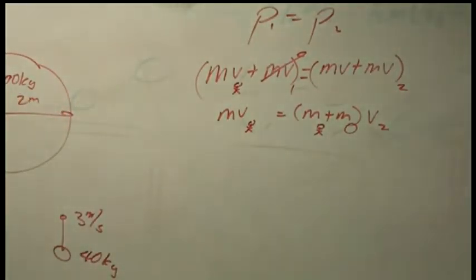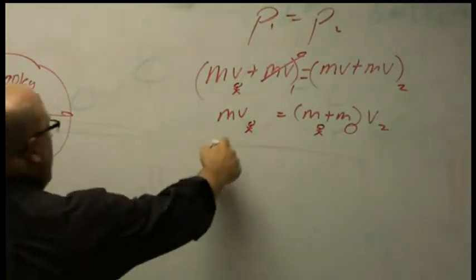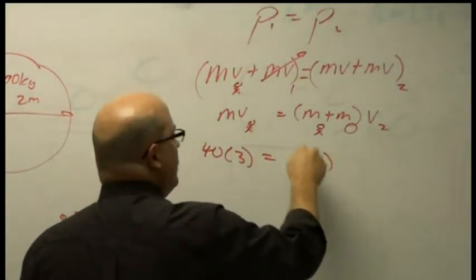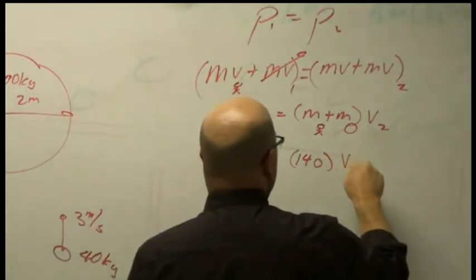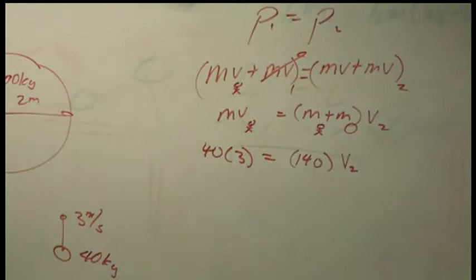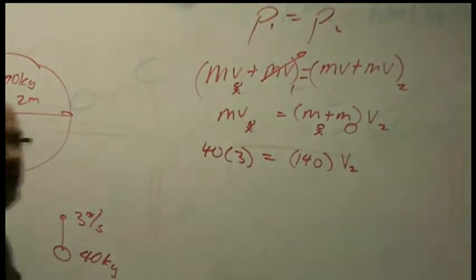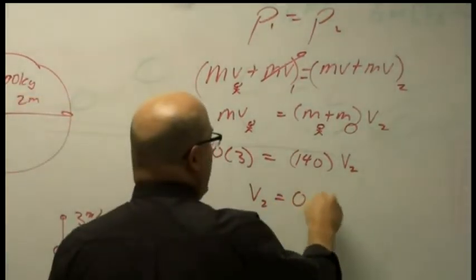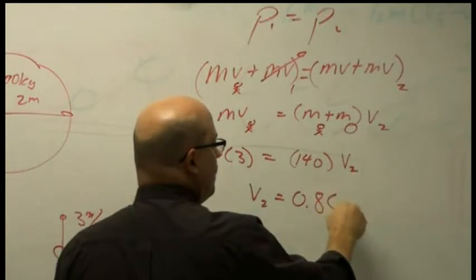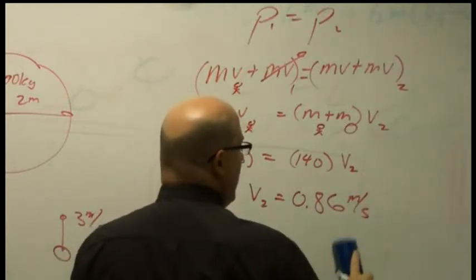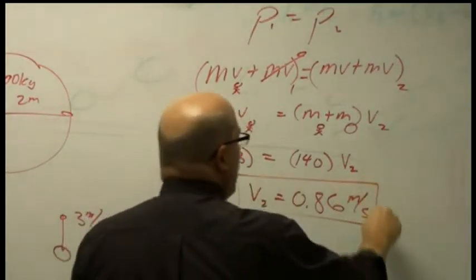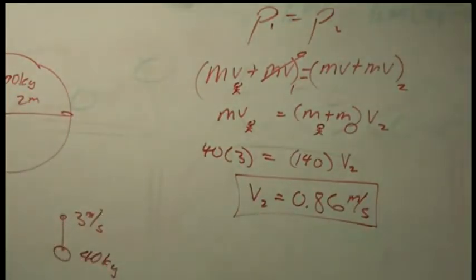So let's figure that out. Mass before is 40, velocity is 3. Afterwards I have a mass of 140 and a velocity afterwards of unknown. So that's going to be 120 divided by 140, so it's going to be less than 1 meter per second. 0.86. Let's find out. 0.86. Okay, excellent question now. Which way is that moving?